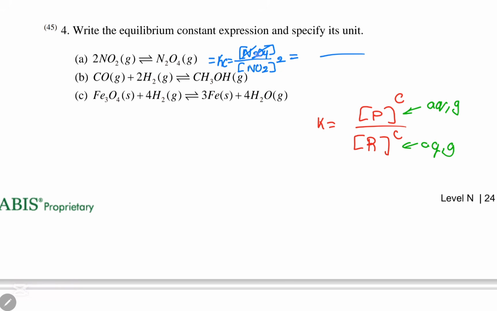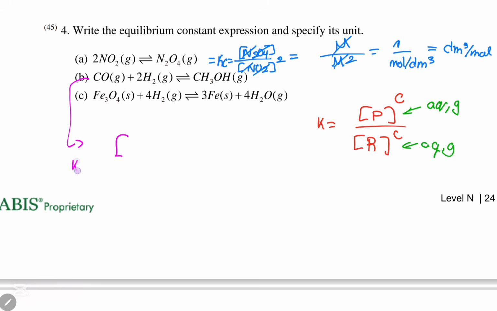Now, imagine this does not exist, and it's just m over m squared. So then this m and m cancel, and I'm left with 1 over m, and I could substitute m with mole per decimeter cubed. So 1 divided by mole per decimeter cubed will give me decimeter cubed per mole. And that's it for part A. We'll now move on to part B.